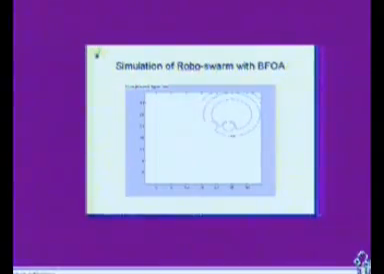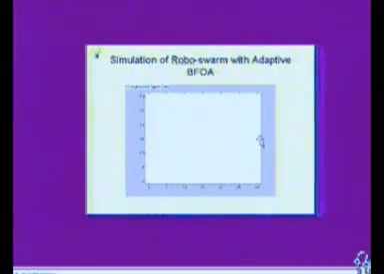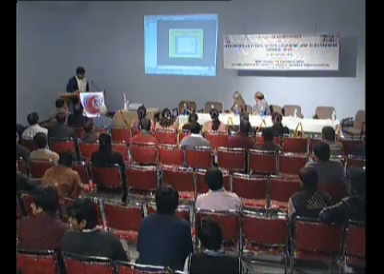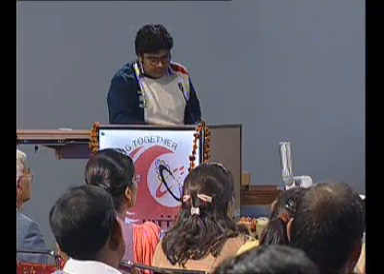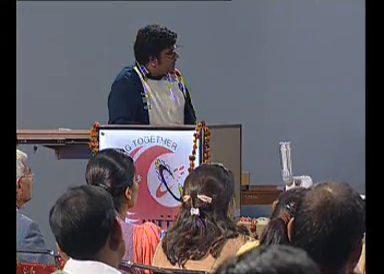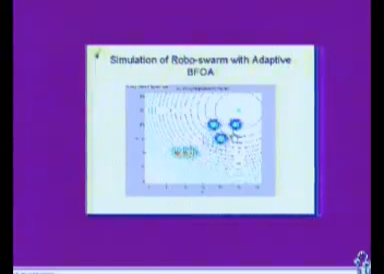The last slide is about that. RoboSwarm with adaptive BFOA is the variant that we proposed. Here we see that the swarming is much better. They are not getting trapped in these small local optima. These are the positions of the obstacles. They are not getting trapped in these obstacles. They are ultimately moving into this global optima, which is the goal actually here. Here the attainment of the goal is like attaining the global optima, and here you can see the robot swarm is much more compact. They are not scattered much.